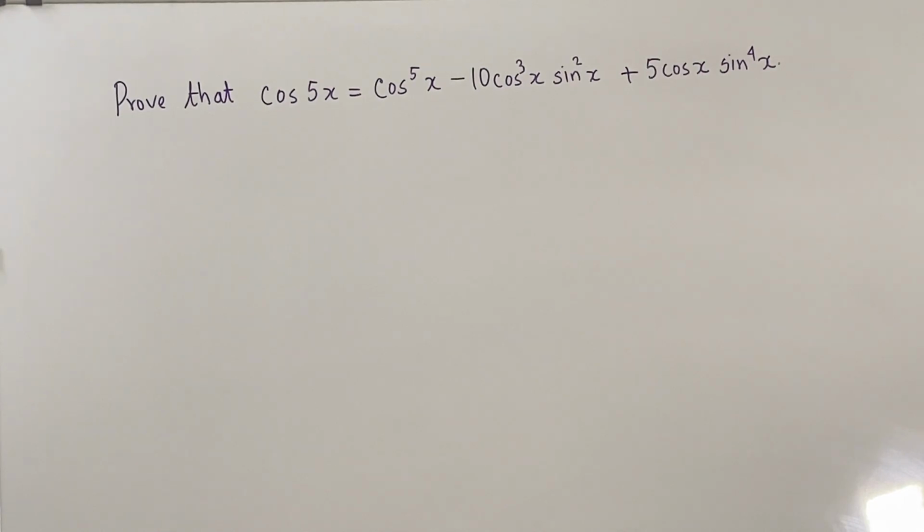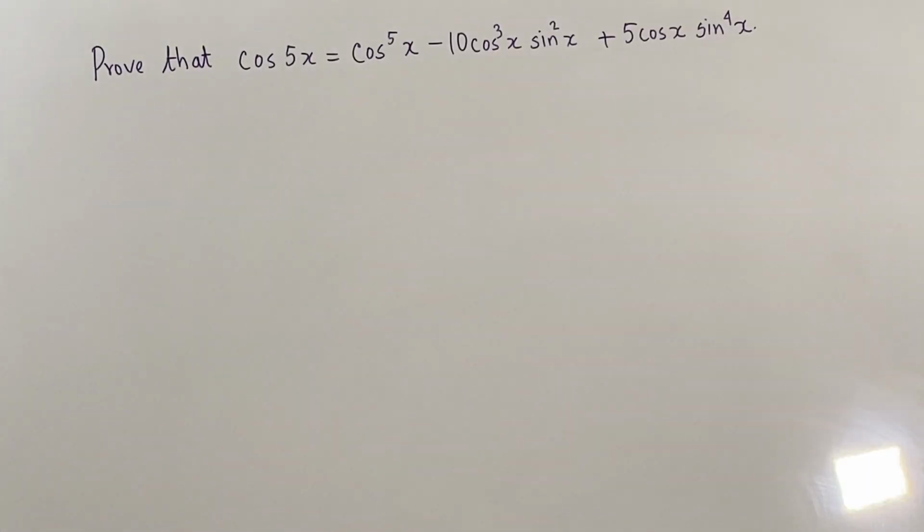In this edition, we will be proving this identity, which states that cos of 5x is cos to the power 5x minus 10 cos cube x sin square x plus 5 cos x into sin to the power 4x. How do you prove this?